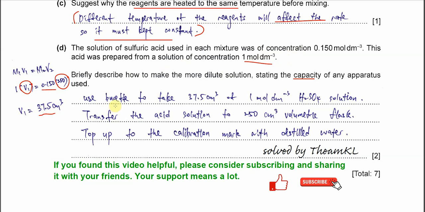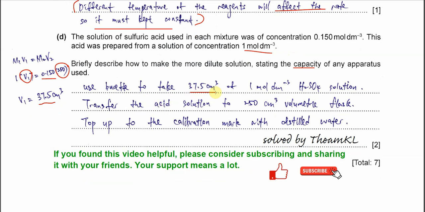Now let's start. Use a burette to take 37.5 cm3 of 1 mole per dm3 H2SO4 solution. So this is the apparatus that we need to use. Transfer the acid to a 250 cm3 volumetric flask. You must mention the volume and the apparatus. After that, top up to the calibration mark. The volumetric flask itself has one mark on the neck that we call the calibration mark. So we just add water until this calibration mark, and we must use distilled water. Okay, that's all. Thank you.